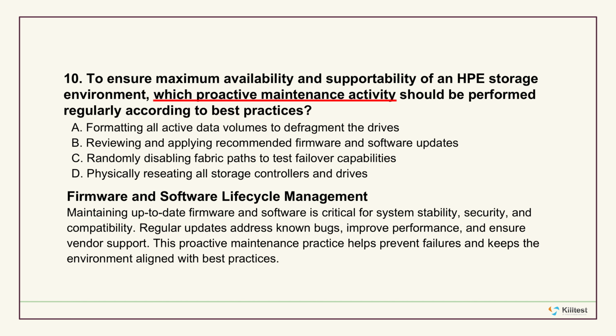Well, the correct proactive activity is definitely B, reviewing and applying recommended firmware and software updates. Kinda seems obvious, no? It sounds almost too simple for an advanced architecture exam, honestly, but it is the non-negotiable foundation of stability. Infrastructure today is largely software-defined. If we look at the destructive nature of the other options, formatting active volumes literally destroys your production data. Randomly disabling fabric paths introduces entirely unnecessary risk to a live production environment.